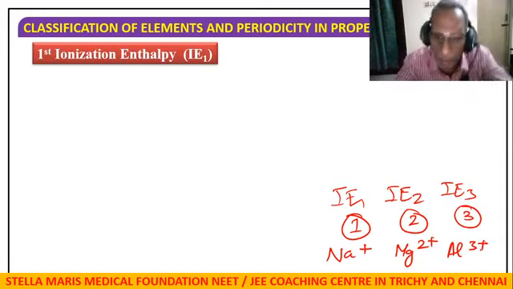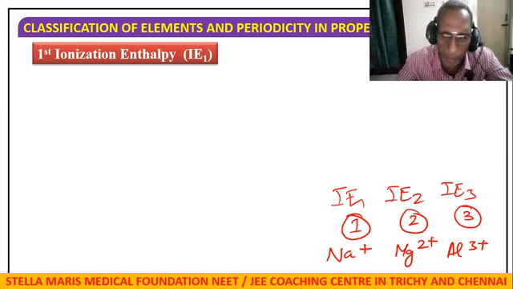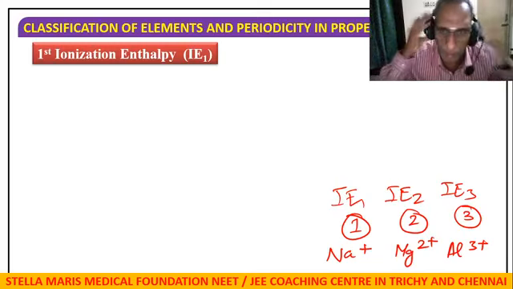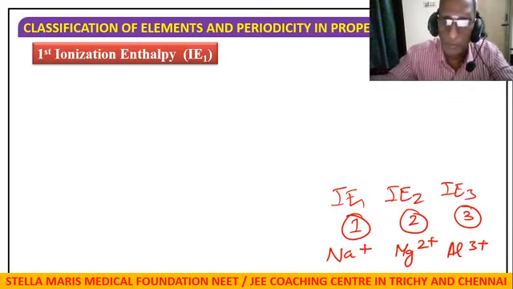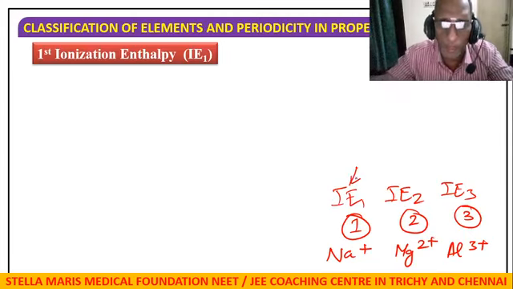We have studied Na plus, Mg2 plus, and Al3 plus. So formation of Na plus involves first ionization potential. Formation of Mg2 plus involves second ionization potential, and formation of Al3 plus involves third ionization potential. Here everybody make a note. Energy required to remove one electron.